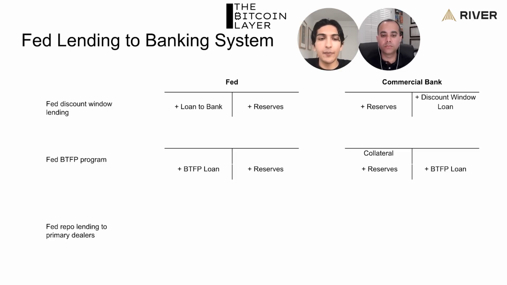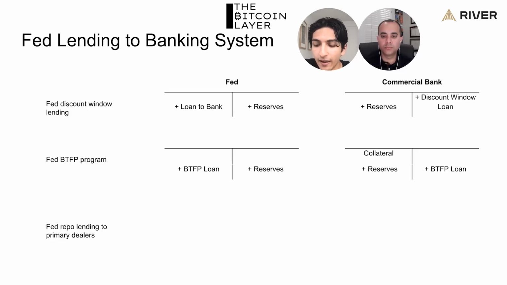So then the similar thing happened. A similar process takes place with the BTFP program, which is the exact same thing: a bank needs liquidity, it receives the reserves from the Fed, and instead of just calling it a discount window loan, now it's this other facility's loan. It's the BTFP's loan.